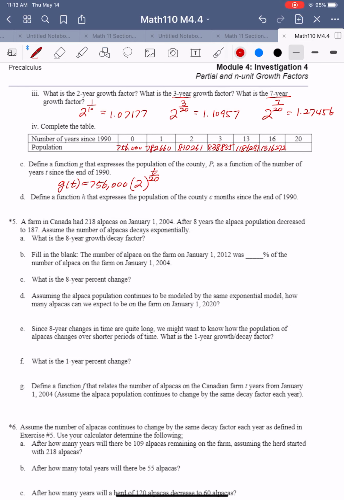1,316,272, and then 1,512,000. Okay, so you can find anything from here. Now, define the function h that represents the population of county C, months since the end of 1990. Okay, so now what we need is the h function.